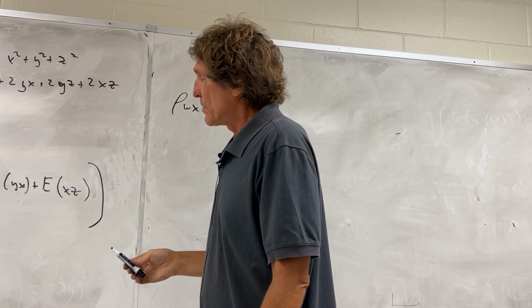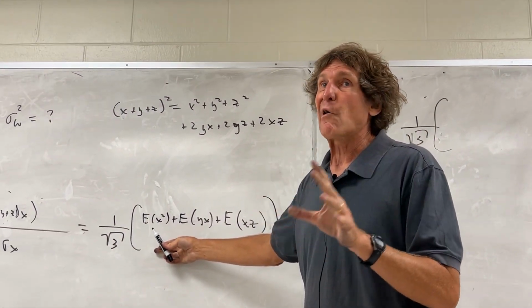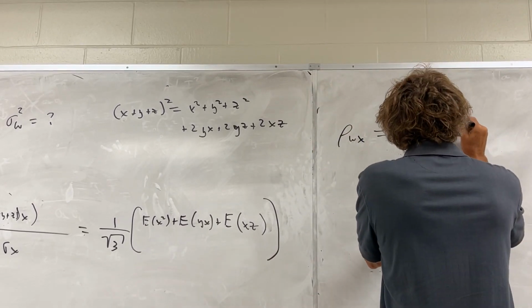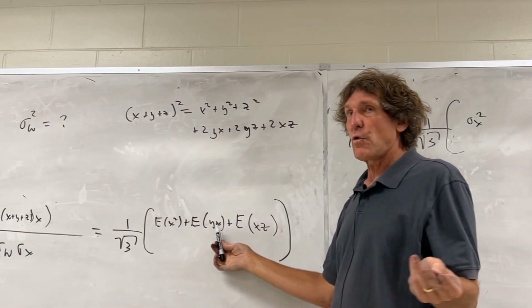All right, so what is the expected value of X squared? Sigma X squared plus X bar squared, right? X bar is 0, so sigma X squared. Good. I'm going to leave it as sigma X squared. We'll put the 1 in a second. Now, what is the expected value of YX?